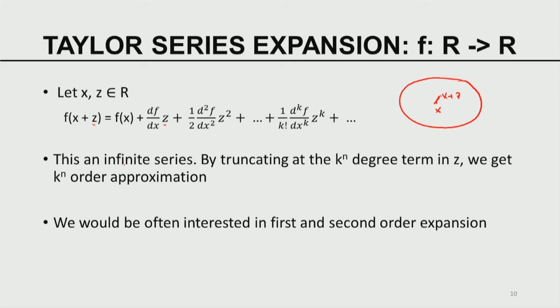By truncating this infinite series at the kth degree term in z, we can get the kth order approximation. Normally we don't use k more than 1 and 2. We talk about first order approximation and second order approximation. That is the general rule with respect to approximations.